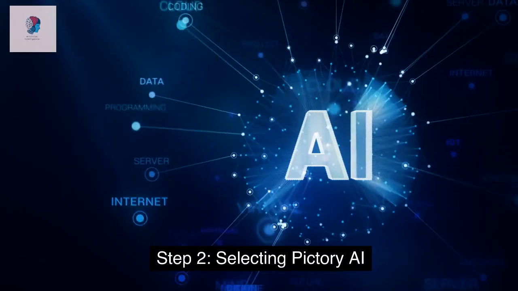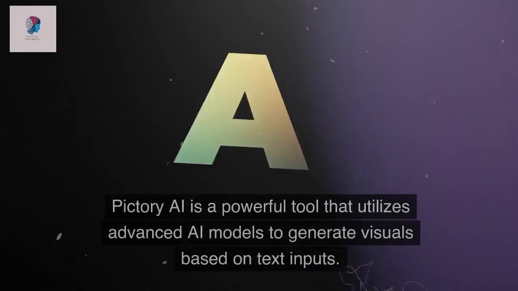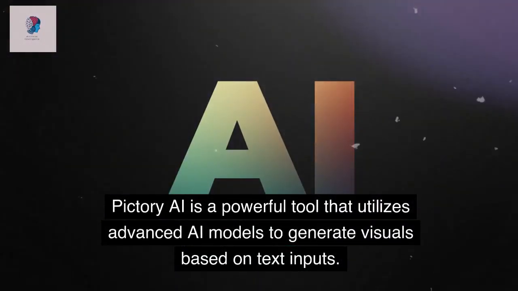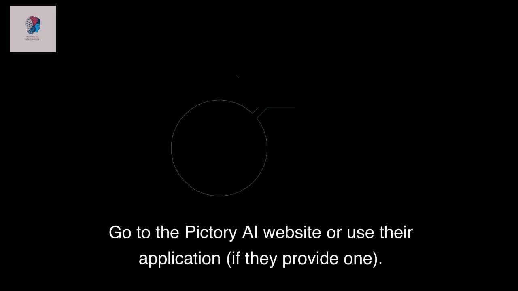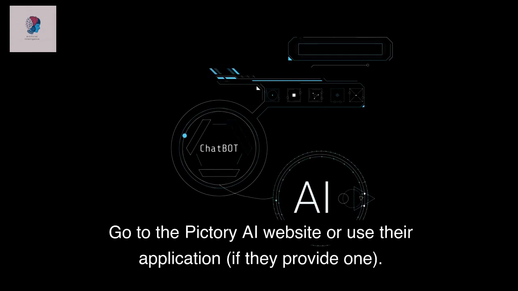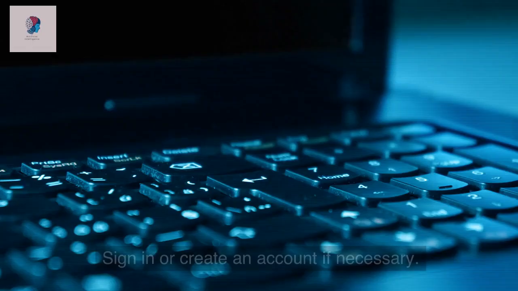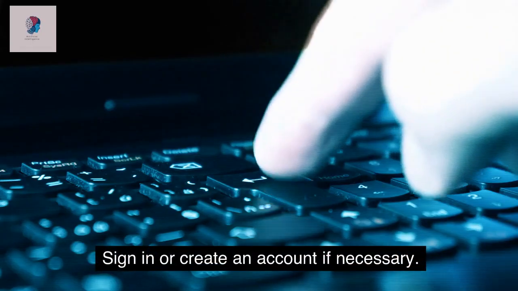Step 2. Selecting Pictory AI. Pictory AI is a powerful tool that utilizes advanced AI models to generate visuals based on text inputs. Go to the Pictory AI website or use their application, if they provide one. Sign in or create an account if necessary.